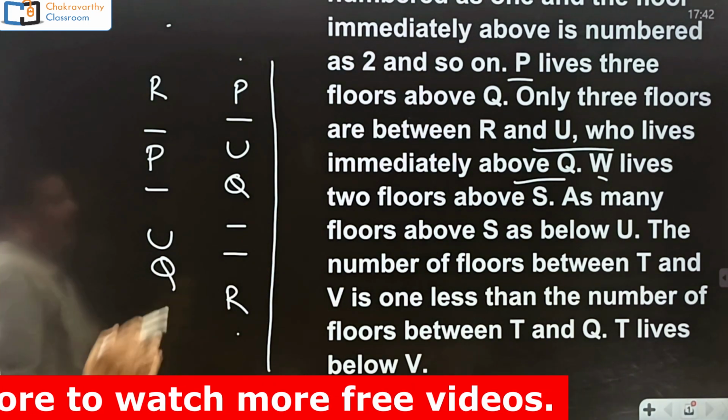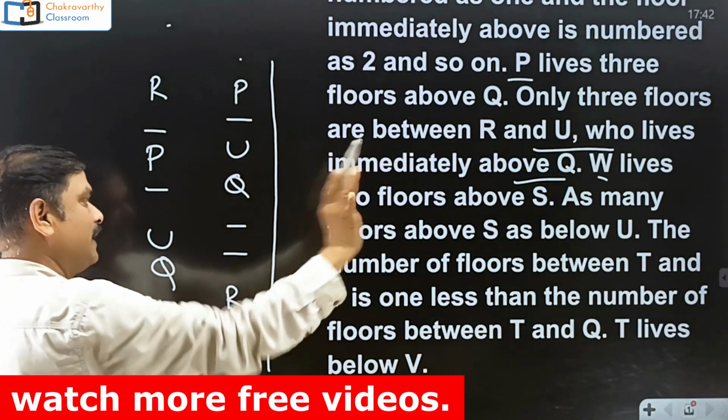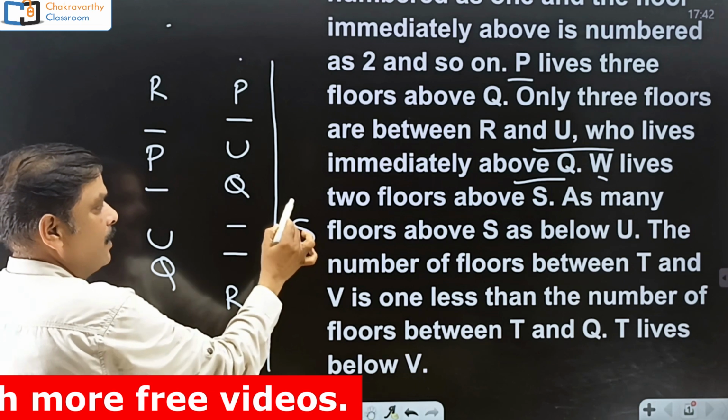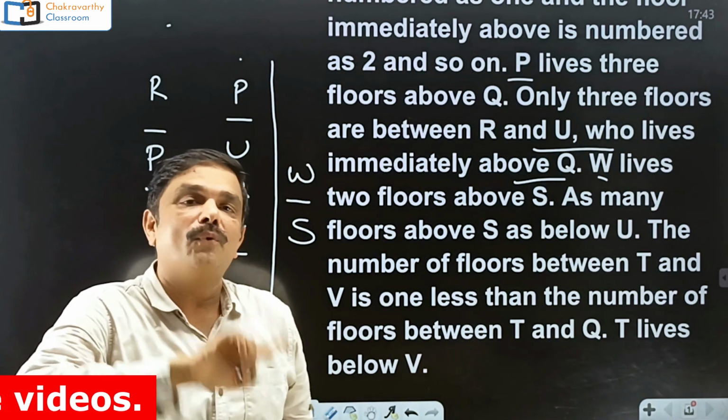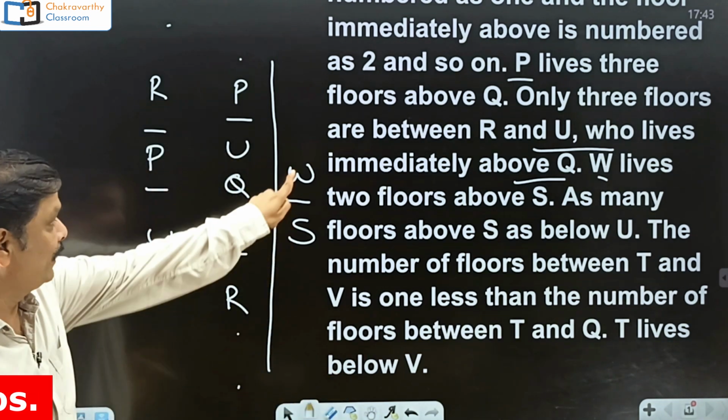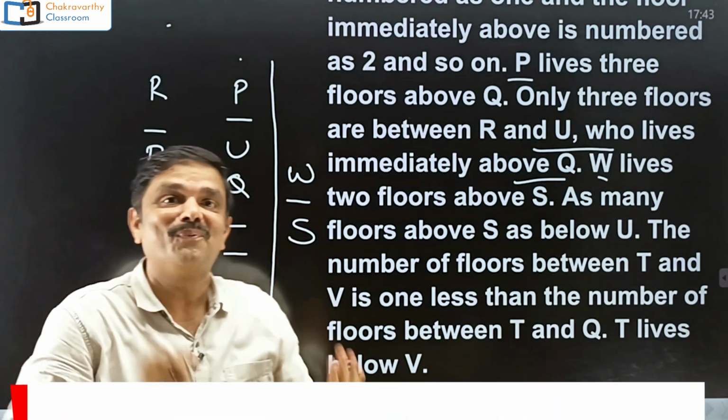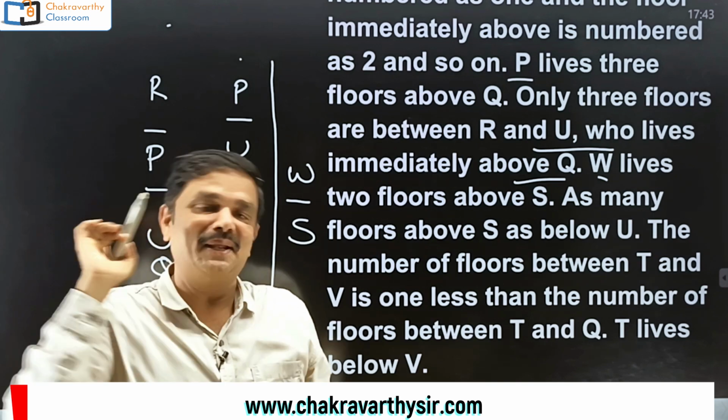W lives 2 floors above S means the same thing. Suppose this is S, 1 floor, it must be W. W lives 2 floors above S. It does not mean that between W and S there should be 2 floors. Only one. I told you in the beginning of the class.